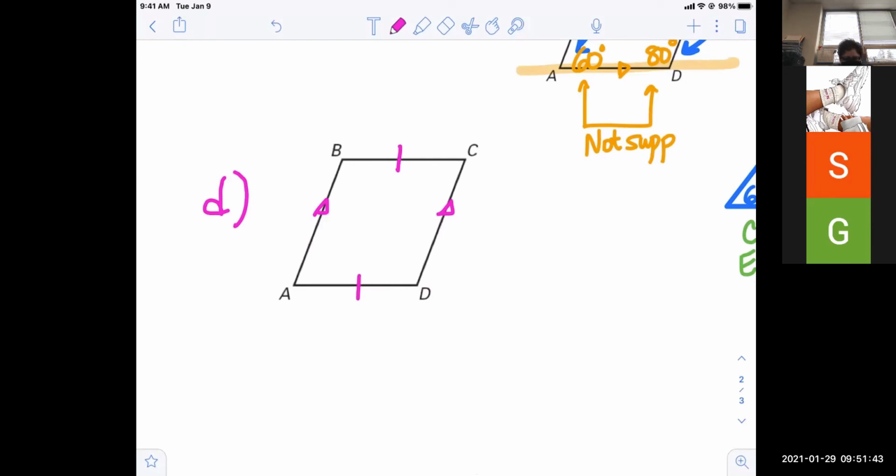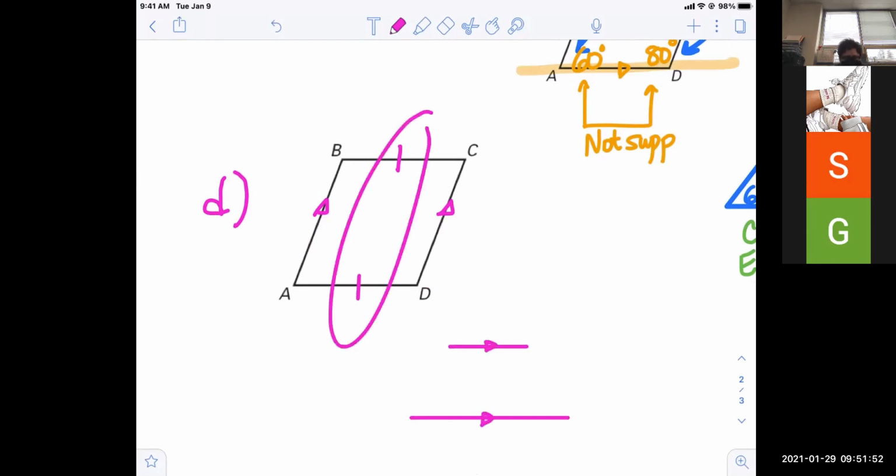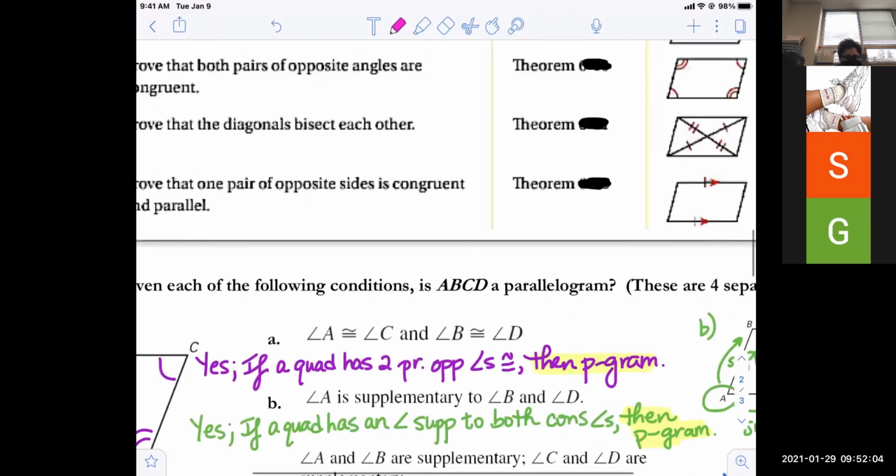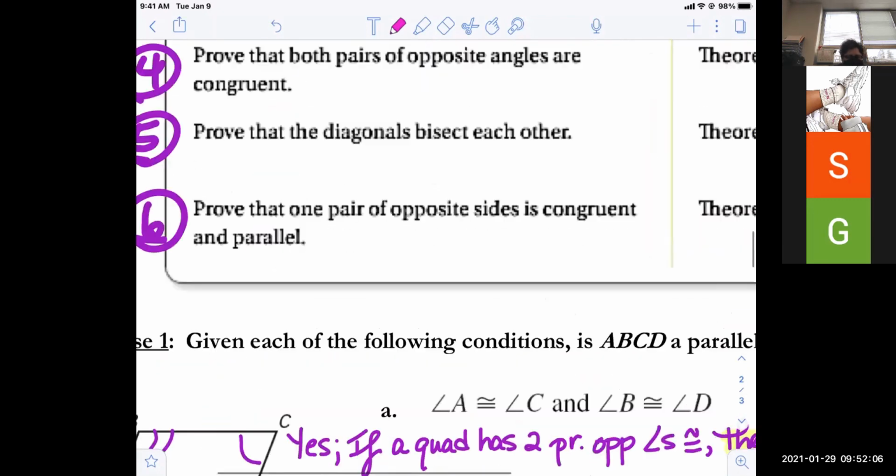So if I draw it so that I have parallel sides here, and the other ones have to be congruent, I've got to make these two congruent. What kind of trapezoid is that going to be then? That'll be isosceles. So this is not sufficient information because remember, we said you had to have the same pair of sides, one pair congruent and parallel.